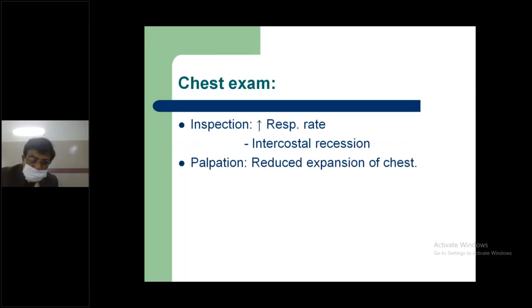Chest examination. On inspection, respiratory rate will be increased and there will be intercostal recession. On palpation, there is reduced expansion of the chest. Chest expansion is reduced.